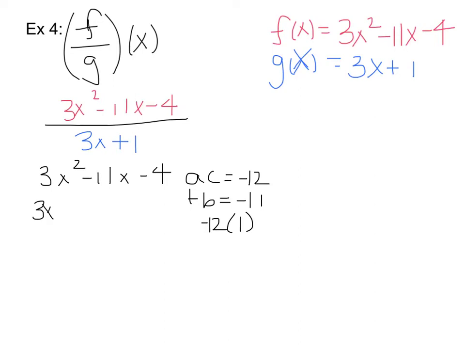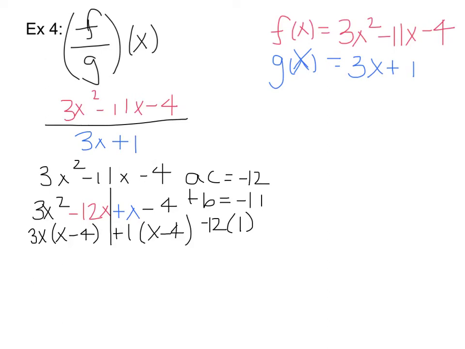So I bring down my first term, then I write minus 12x, then I write positive 1x, and I bring down my minus 4. Split it in half. What goes into 3x squared and negative 12x? 3x, and that leaves you with x minus 4. Bring down the plus sign. Only 1 goes into x minus 4, so you're left with x minus 4.